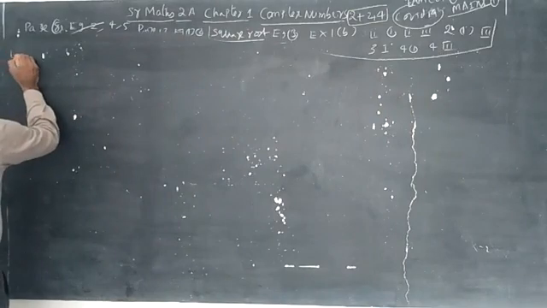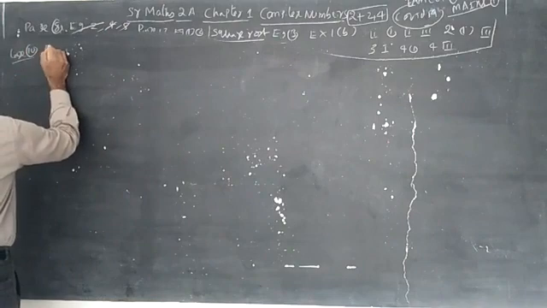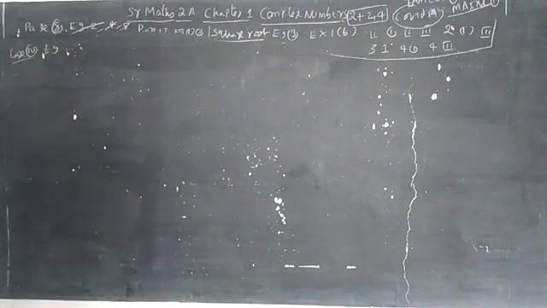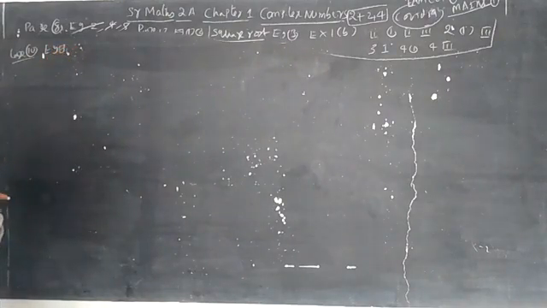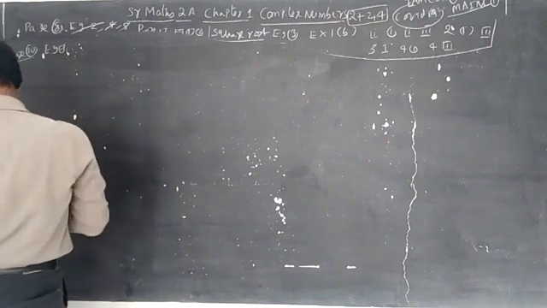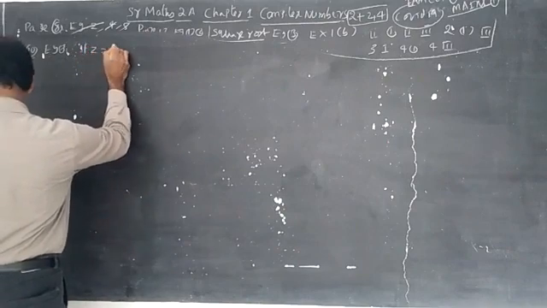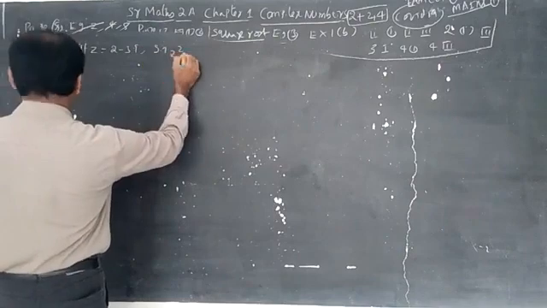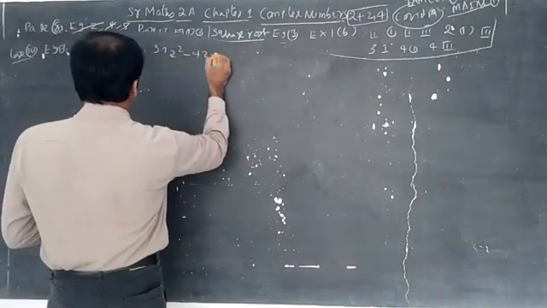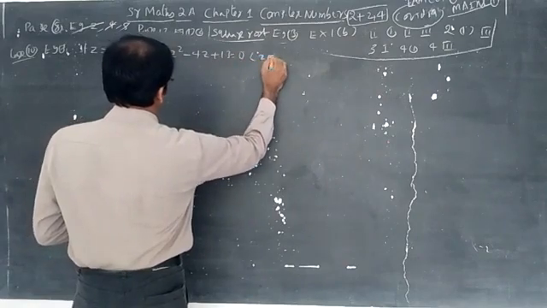Page number 10, example 7. If z is equal to 2 minus 3i, show that z square minus 4z plus 13 equal to 0. This is a 2 marks question.